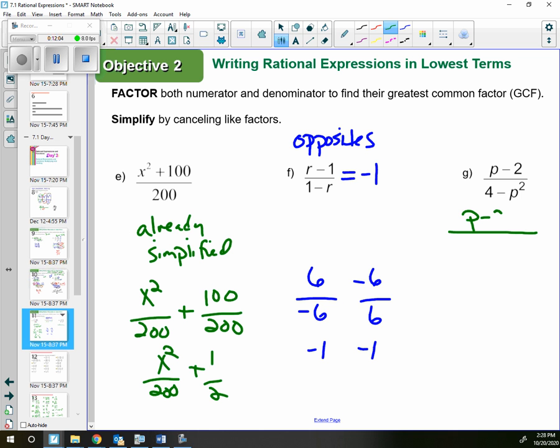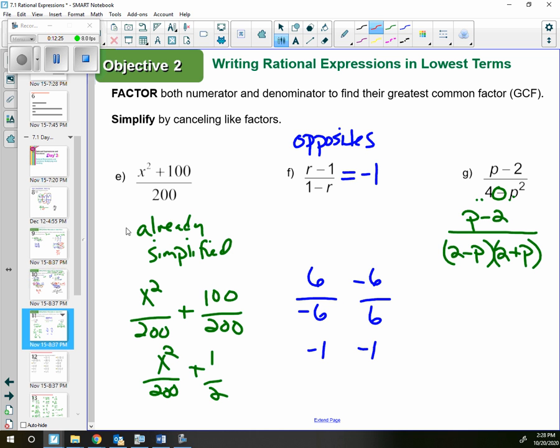Nothing we can do on the top, so p minus 2. Let's see if we can factor that denominator. So that's a difference of squares, right? It's a minus, so we know we can factor it. It's a 4, so 2 times 2. P squared, so minus p and then plus p. So remember, difference of squares, we have two things that are perfect squares with a minus in between.